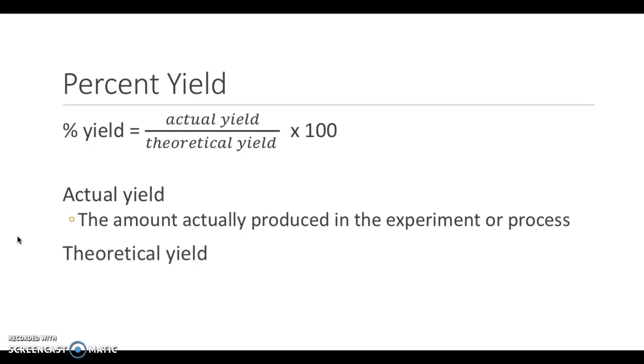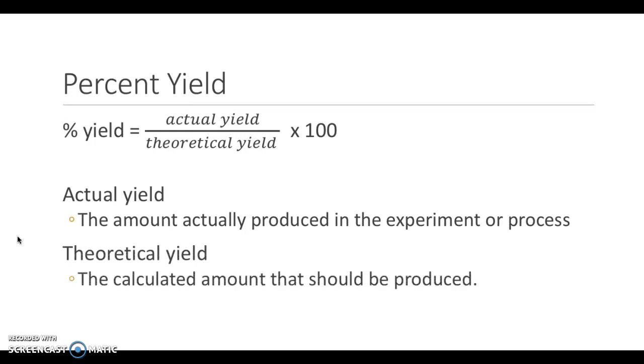The theoretical yield is a calculated amount, the amount that should be produced. Based on the amount of copper chloride that you started with in that experiment, how much copper should be produced? You can calculate that using stoichiometry.